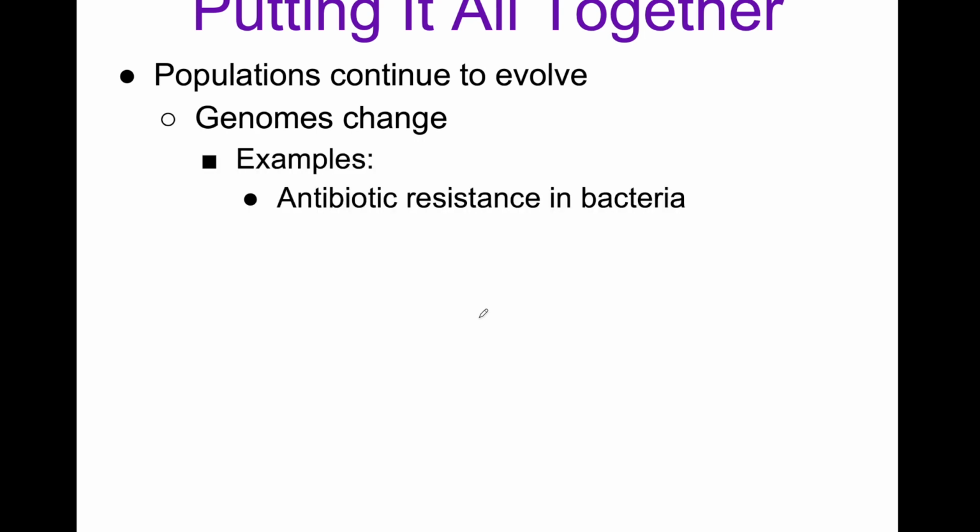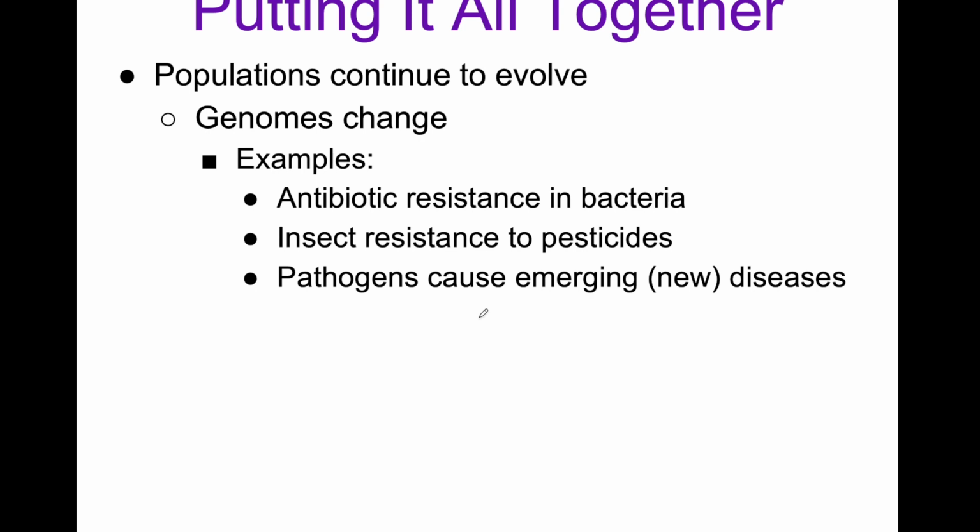All right, let's put it all together. Populations continue to evolve, even today, over time. Genomes change. Examples of this: antibiotic resistance in bacteria. You can see it in people too. People are taller now than they were hundreds of years ago. That is us evolving. Insect resistance to pesticides is another example of when genomes change and continue to change in the population. Pathogens causing new diseases is an example of genomic change.